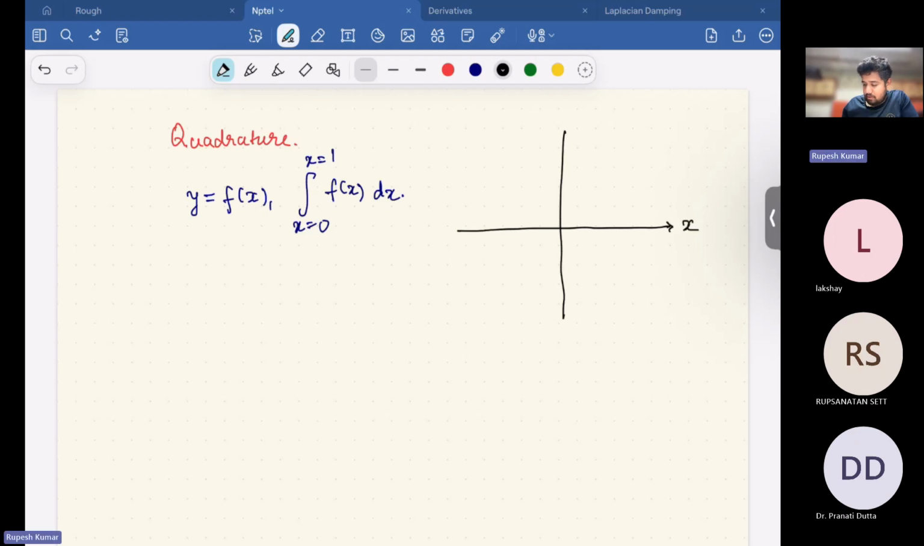this is the x-axis, this is the y-axis. Now let's say my function f of x is x squared, y equals x squared. So my function will look like this. For x equals 0, the value is 0. For x equals 1, the value of y will be 1. And this integral essentially represents the area under the curve in this region.